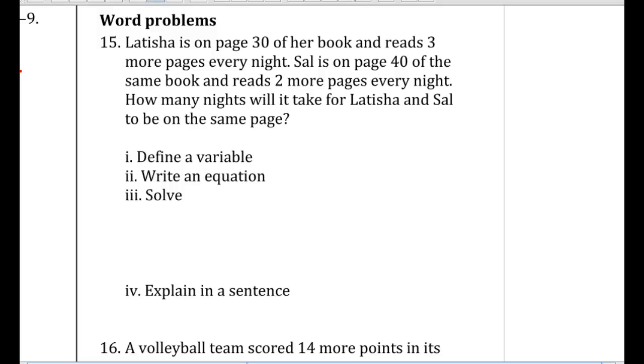So define our variable. What are we trying to find out? It might be tempting to say pages, because they keep on talking about pages, but if you read the last question, it usually gives away what they're looking for. So right here, how many nights will it take? So our variable, what we're trying to figure out, is how many nights. So I'm going to use n for nights. So gotta read this carefully.